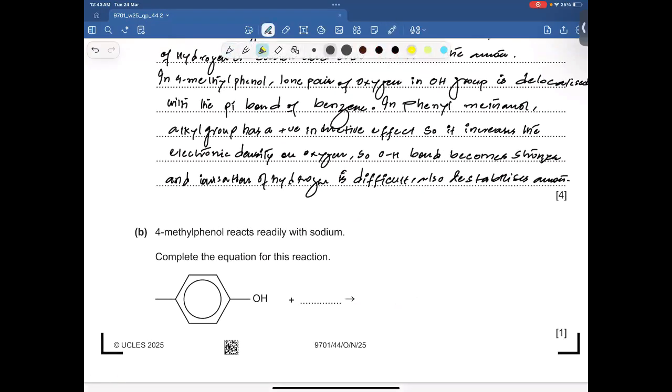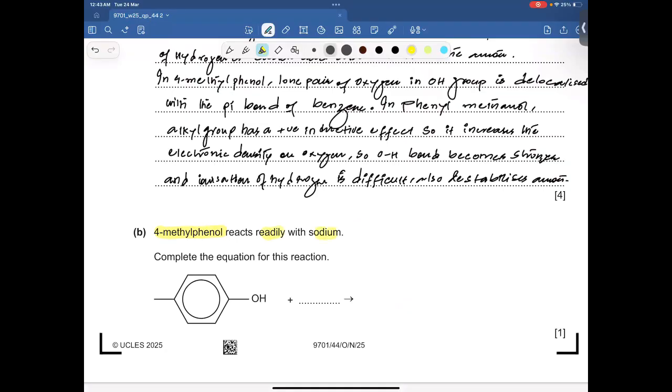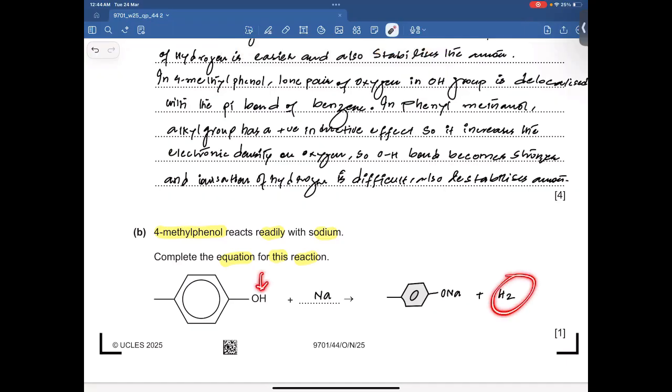4-methyl phenol reacts readily with sodium. Complete the equation for this reaction. Okay, sodium can react with phenol, and as a result, I'll get what? ONa plus hydrogen gas. So to make H2, I need two hydrogen atoms from this side, which is why I will put two here. I'm going to put two here also. Okay, that's the balanced chemical equation.